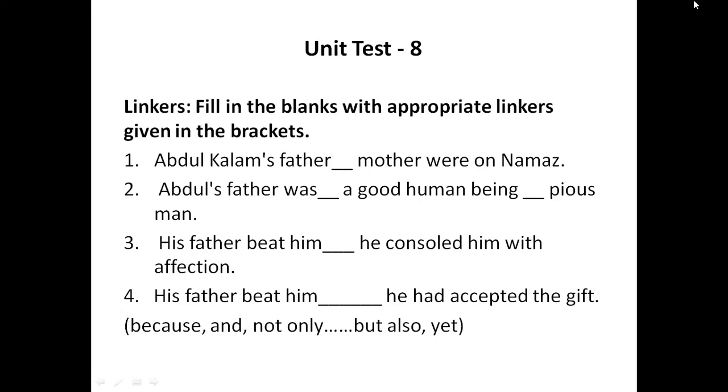First sentence is Abdul Kalam's father dash mother were on namaz. Second one, Abdul's father was dash a good human being dash pious man. Third sentence, his father bet him dash he consoled him with affection. Fourth one, his father bet him dash he had accepted the gift. Now the linkers given in brackets are because, and, not only but also, yet. So choose the right linkers to fill the blanks.